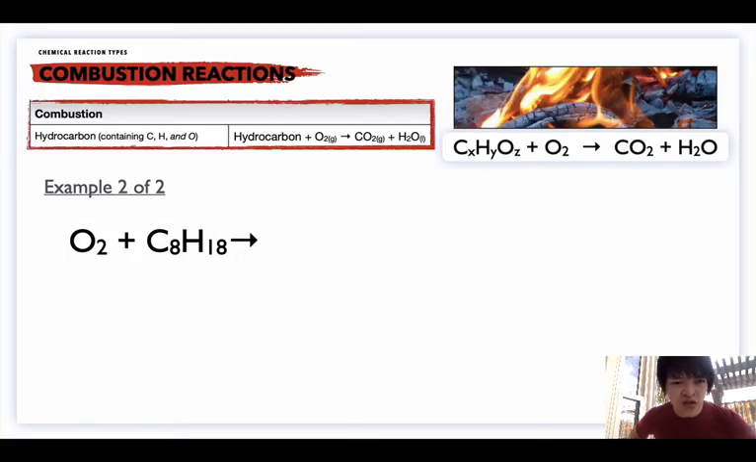That's it. Now, in this second example, we have oxygen gas and a hydrocarbon. And this hydrocarbon is actually octane, which is the fuel that you put in cars. So this combustion reaction means that there's going to be two products, the same products, CO2 and H2O. So I hope you're seeing that combustion reactions are actually the most straightforward out of all of these 5 types of reactions.